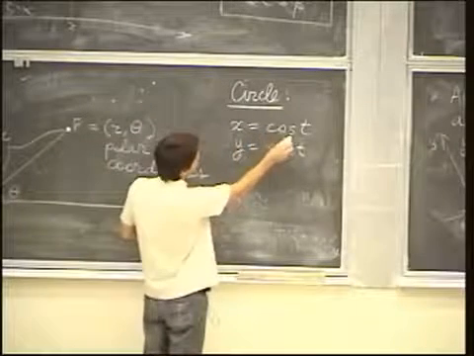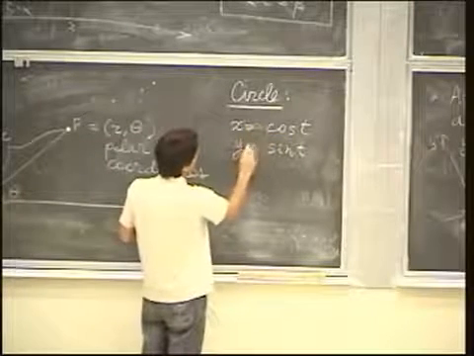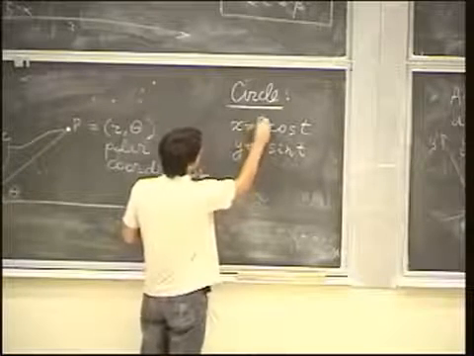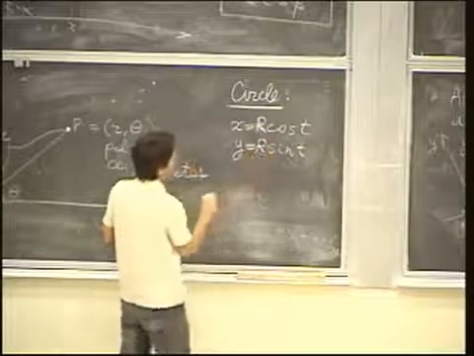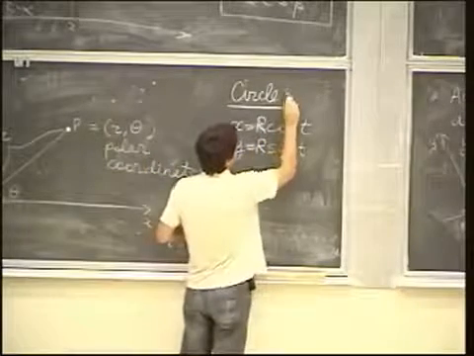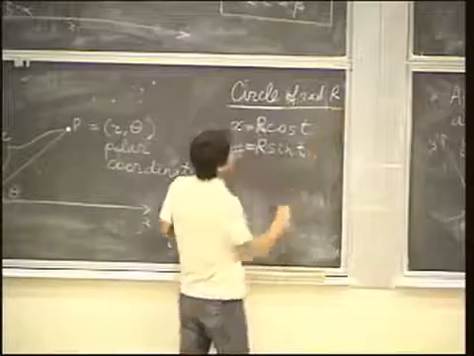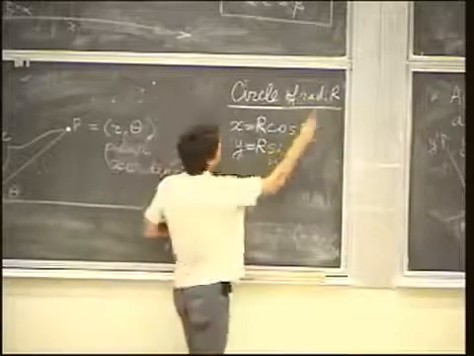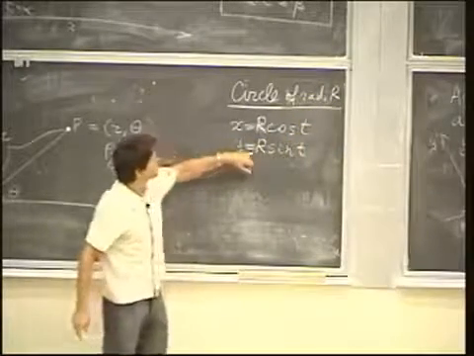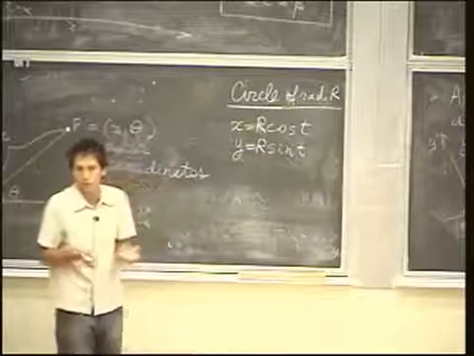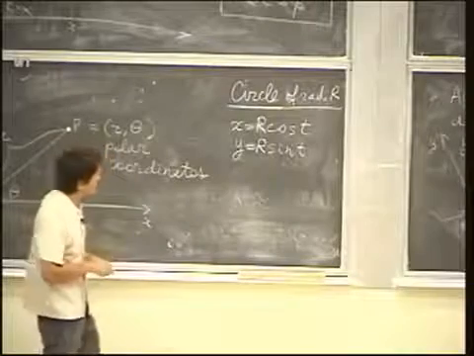By the way, this is for a circle of radius 1, but if you want a circle of radius r, let's call maybe r capital to distinguish it from the other one. So the circle of radius r. For example, a circle of radius 5 would have x 5 cosine t and y 5 sine t. That's not too bad, but these are some trigonometric functions which are not elementary functions.